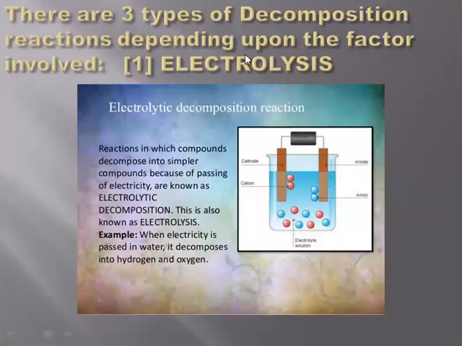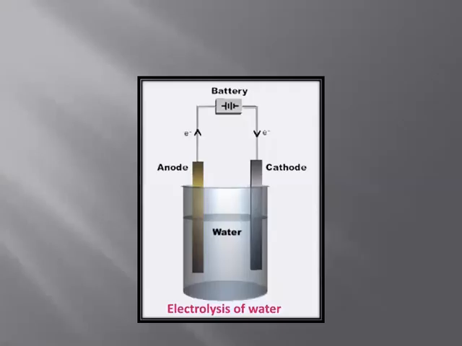The first one is electrolysis. Reactions in which compounds decompose into simpler compounds because of the passing of electricity are known as electrolytic decomposition. This is also known as electrolysis. Example: when electricity is passed through water, it decomposes into hydrogen and oxygen.